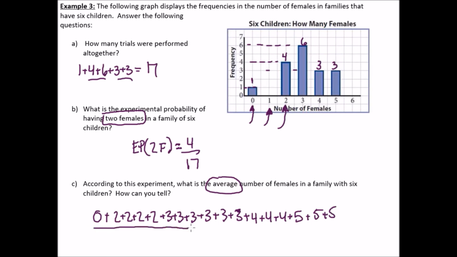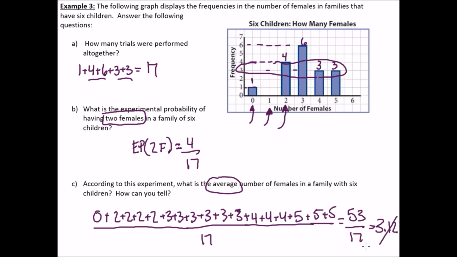This is actually how to find the actual average. Okay, so we can just go ahead and add those up, divided by 17, because there are 17 families. I would also probably just go with 3 as an approximate, so it should be around 3, and let's actually calculate. I get 53 divided by 17. Okay, 53 divided by 17, I get 3.12. So there's an average of 3 females per family. Okay, we can see that by the graph. We can also see that in the manual calculation.